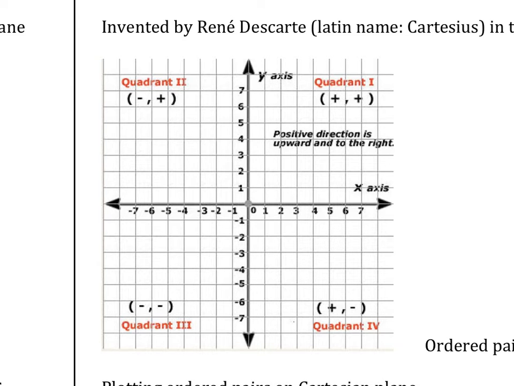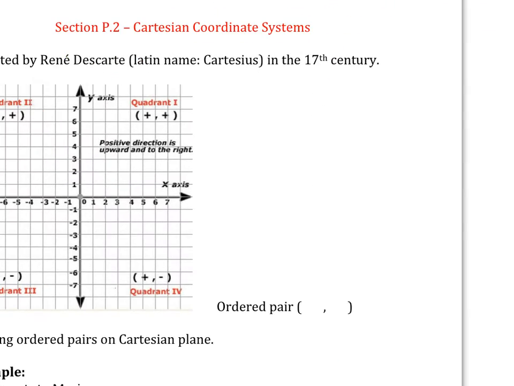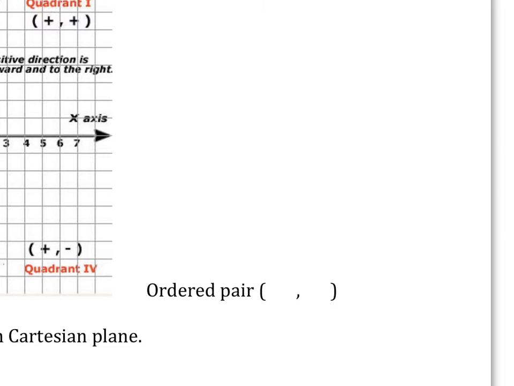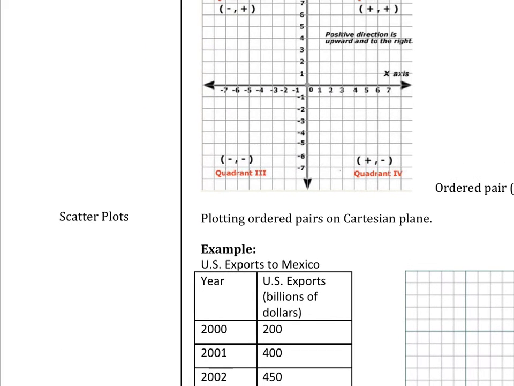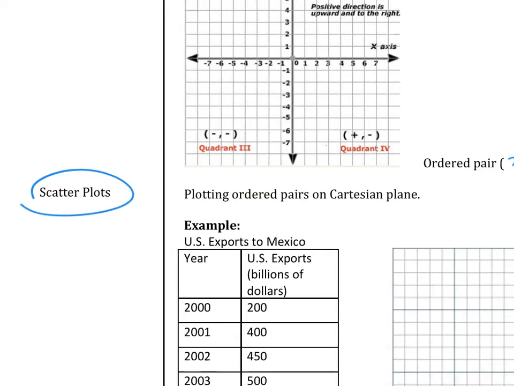And then the quadrants start from 1 in the top right, and then it goes counterclockwise, 1, 2, 3, 4. Okay, so very easy stuff. And you remember that ordered pair means the x, y. That is the coordinate, or we call that ordered pair. And so a way for us to plot the data or the points is something called the scatter plot. And we can plot that on our Cartesian coordinate.